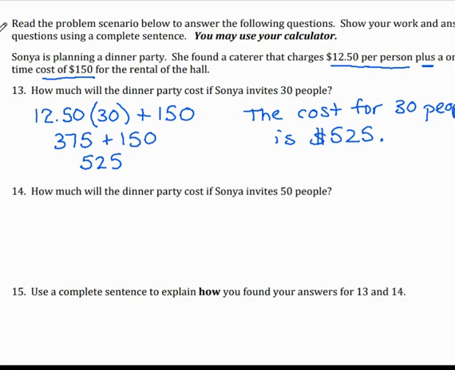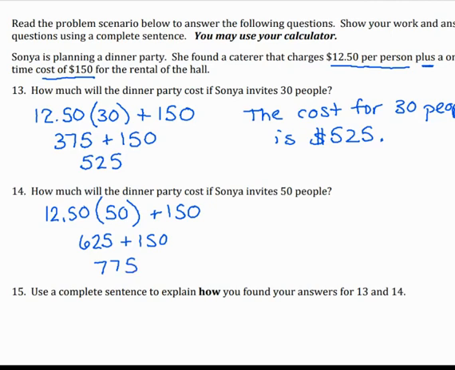So let's go through that. Again, we're going to use the same sort of expression up above. It was $12.50 per person, so $12.50 times 50 people this time. And then we have that one-time fee that we don't want to forget about. Okay, and so $12.50 times 50 people gives me $625. And then we add that one-time fee, which gives you $775. So very good. And then now we'll write the complete sentence.